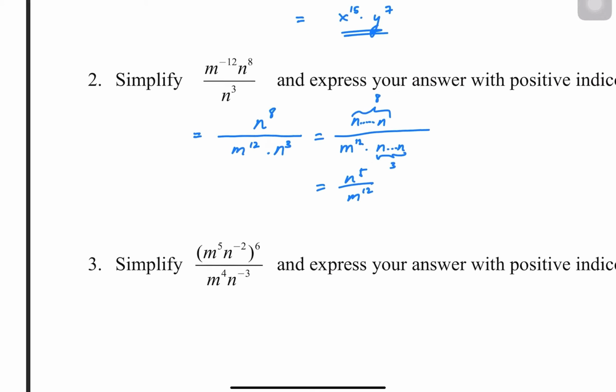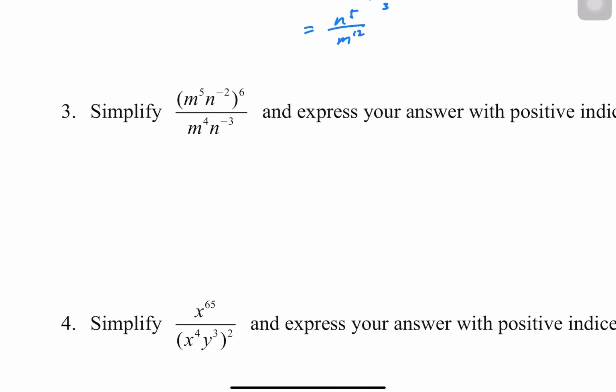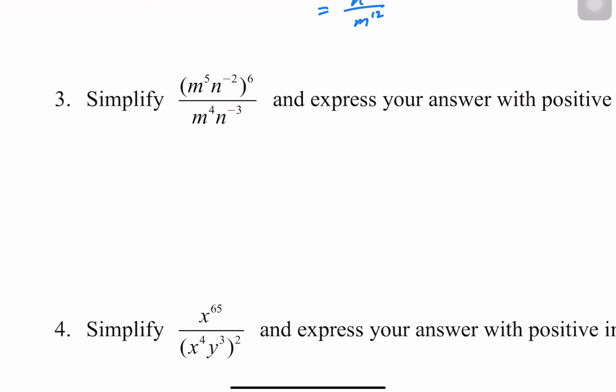Okay, the last question, the last demonstration. Maybe in DSE you can also see this kind of question. This is one of the typical ones. You need to simplify this term, and then you also need to handle the negative index. So what can we do? Normally, step 1, I will cancel all the brackets first. This is my first step.